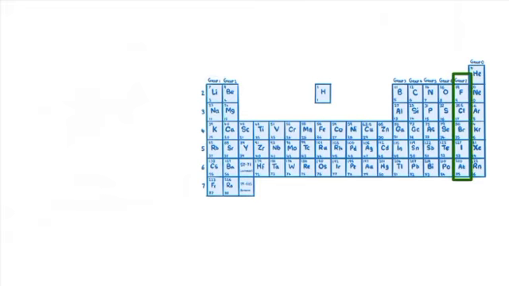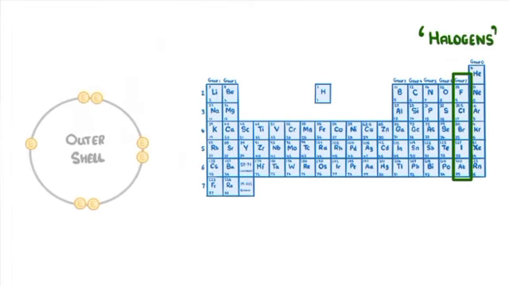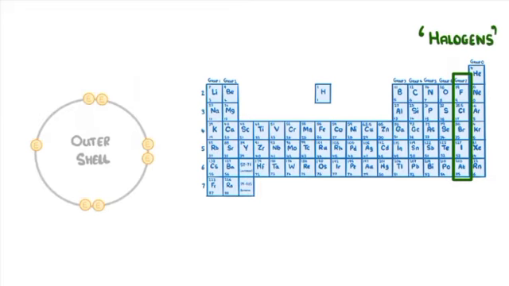Group 7 elements, meanwhile, which we call halogens, all have 7 electrons in their outer shell, although these elements become less reactive as you go down the group.